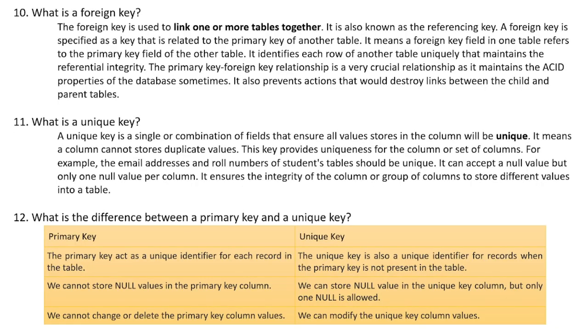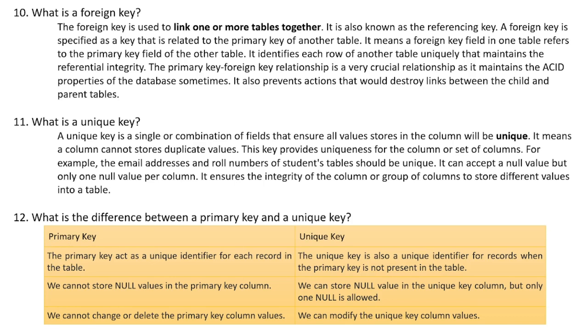Question 10. What is a foreign key? Answer. The foreign key is used to link one or more tables together. It is also known as the referencing key. A foreign key is specified as a key that is related to the primary key of another table. It means a foreign key field in one table refers to the primary key field of the other table.